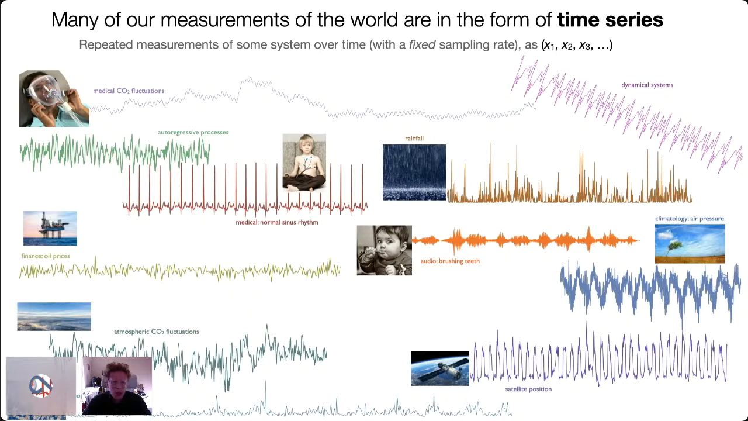Okay, so time series are very diverse in the world. What we're going to be talking about in this talk is univariate time series, so repeated measurements of a system over time with a fixed sampling rate. And because there's a fixed sampling rate, you can represent the time series as just an ordered vector of numbers, x1, x2, x3, where there's an assumed constant delta t between those measurements.